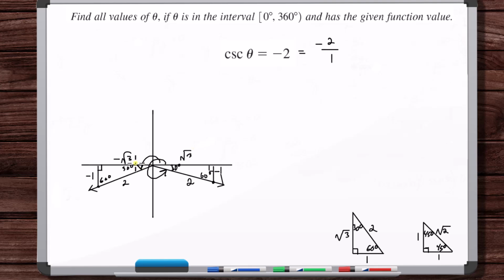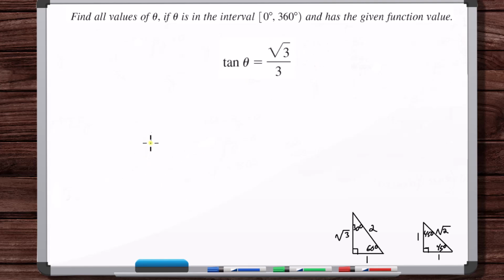This is 180 plus 30, which is 210. This is 270 plus 60, that's 330. Okay, what's the cosecant of 210 going to be? Hypotenuse over opposite, -2. What's the cosecant of 330 going to be? Hypotenuse over opposite, -2. So theta is equal to 210 and 330. You might say, well, why not minus 30? Because they've told us we're just looking at this interval. Yes, that is true. If you plug in cosecant of minus 30, you're going to get minus 2.